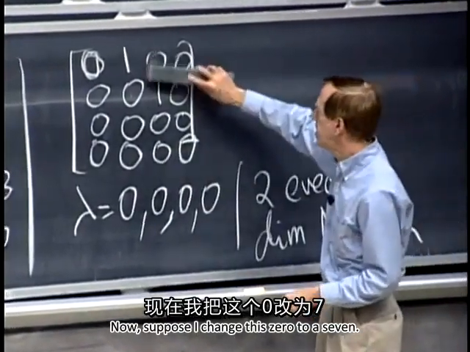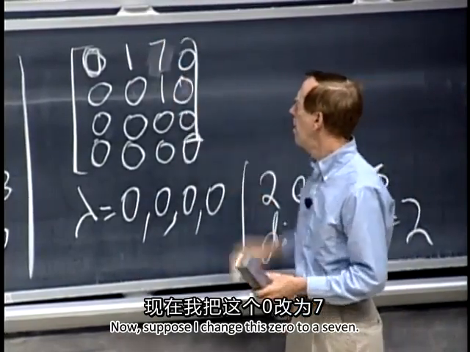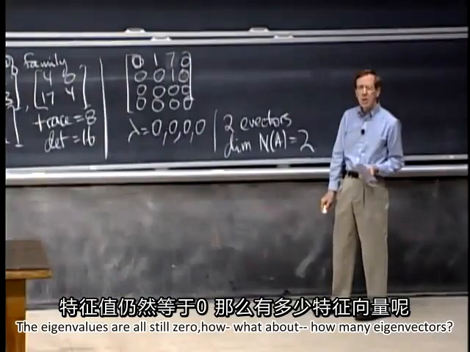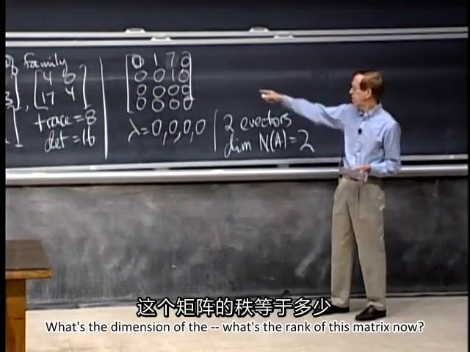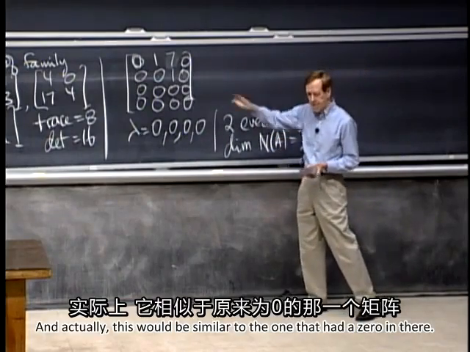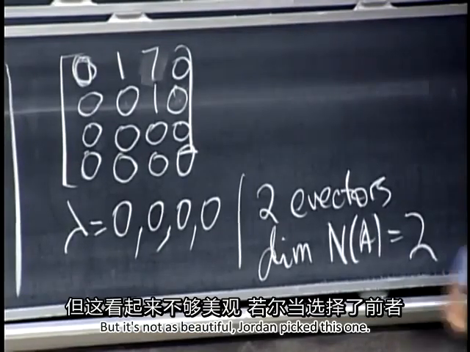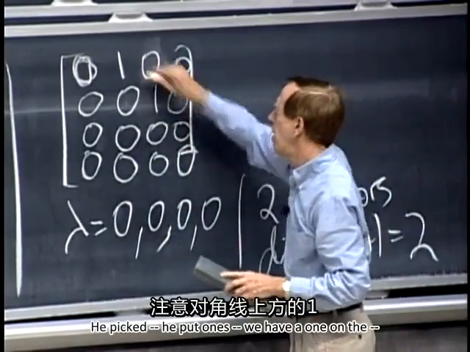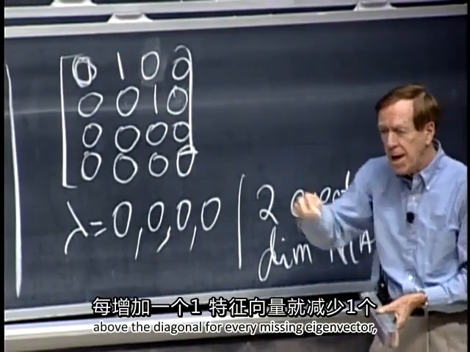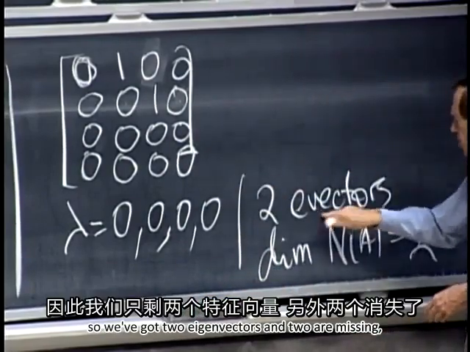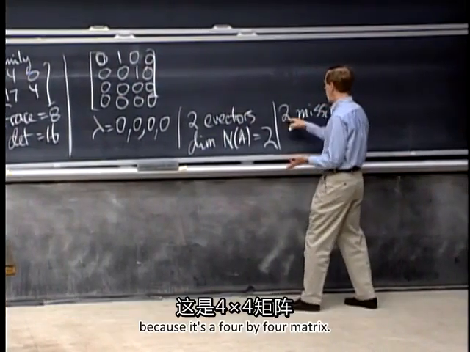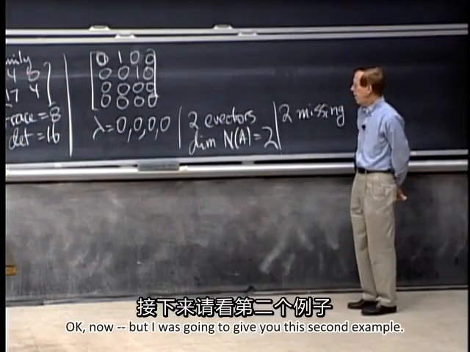Now, suppose I change this 0 to a 7. The eigenvalues are all still 0. What about how many eigenvectors? What's the rank of this matrix now? Still 2, right? So it's okay. And actually, this would be similar to the one that had a 0 in there. But it's not as beautiful. Jordan picked this one. He put 1s. We have a 1 above the diagonal for every missing eigenvector. And here we're missing 2, because we've got 2 eigenvectors and 2 are missing, because it's a 4 by 4 matrix. Okay.